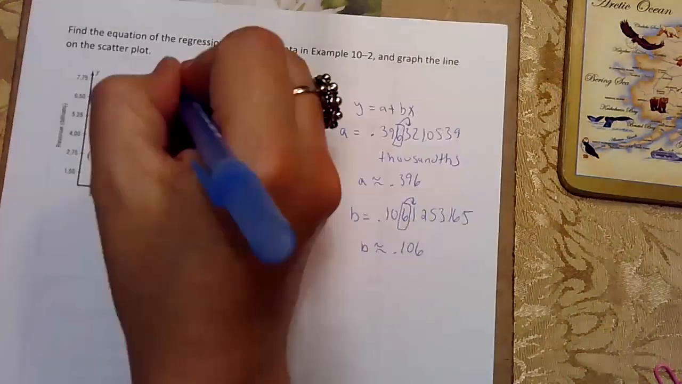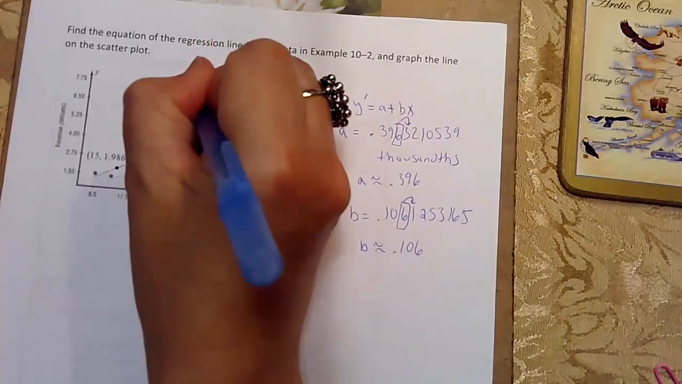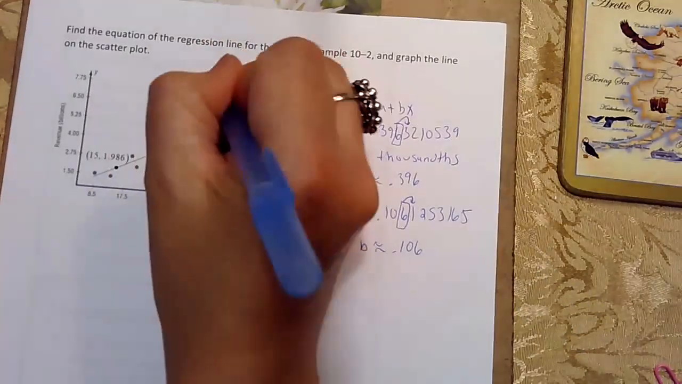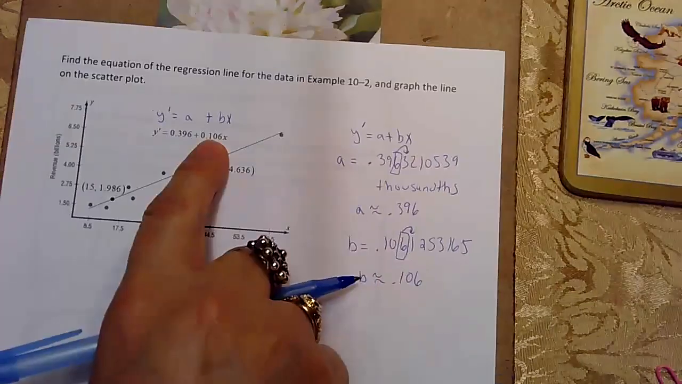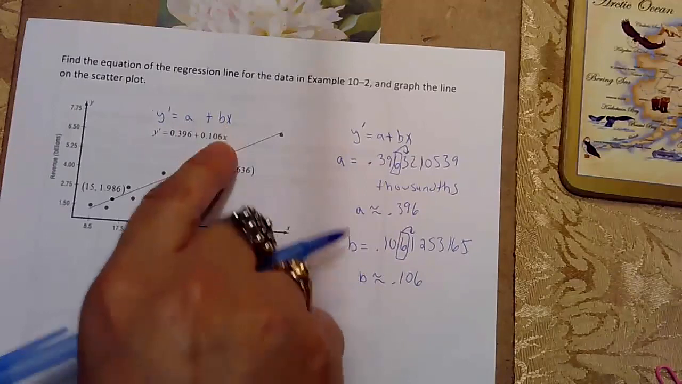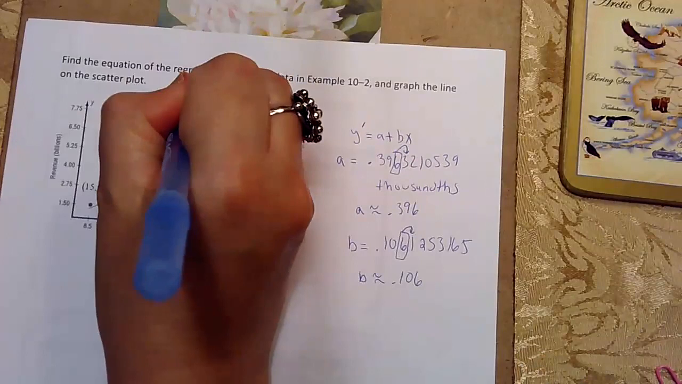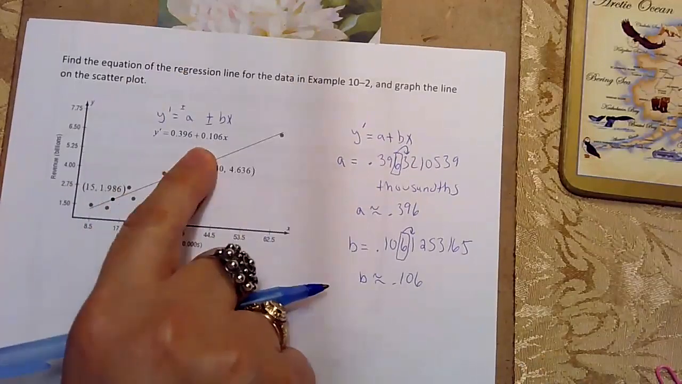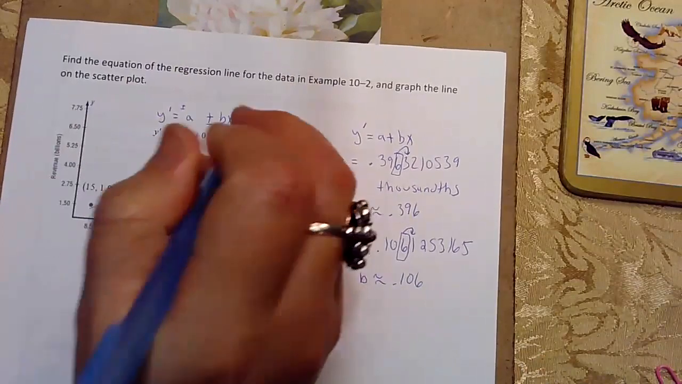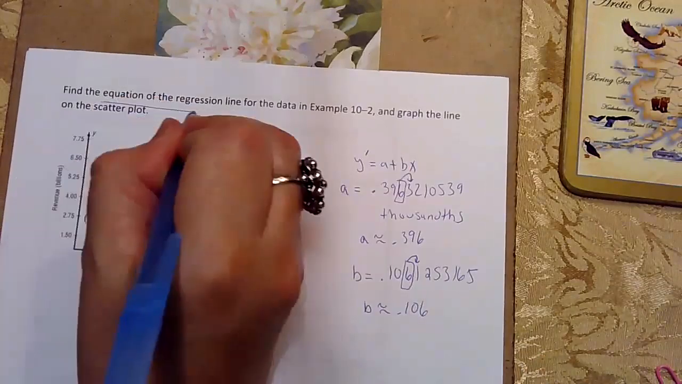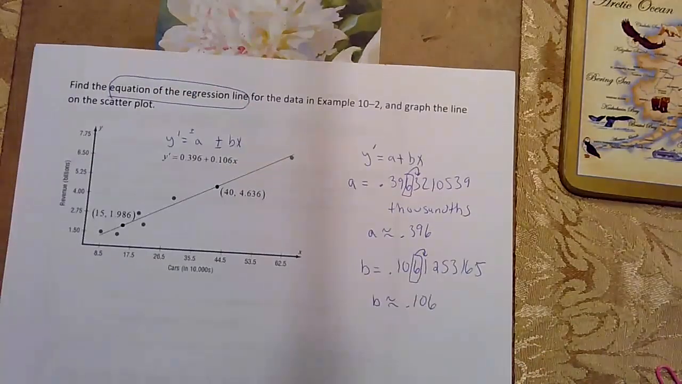Y prime equals A plus BX. And it's really plus or minus BX. These could be positive or negative. A could be positive or negative, it depends, but you can see these are positive. And there's your equation. It says, find the equation of the regression line. That's what that is, the equation of the regression line.